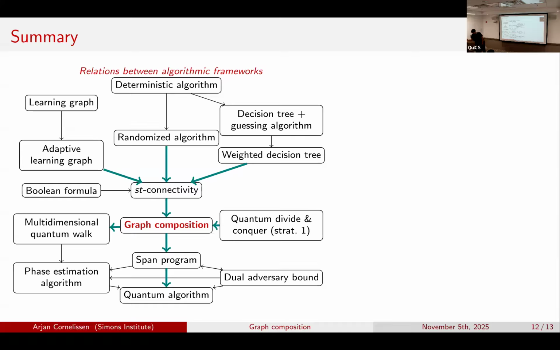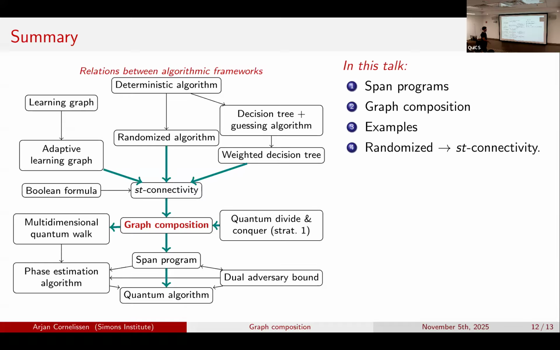So this is what I talked about. We had to look at span programs, we had to look at what graph composition is, we had to look at a bunch of examples from ST connectivity, and then I showed you how randomized algorithms fit with that.